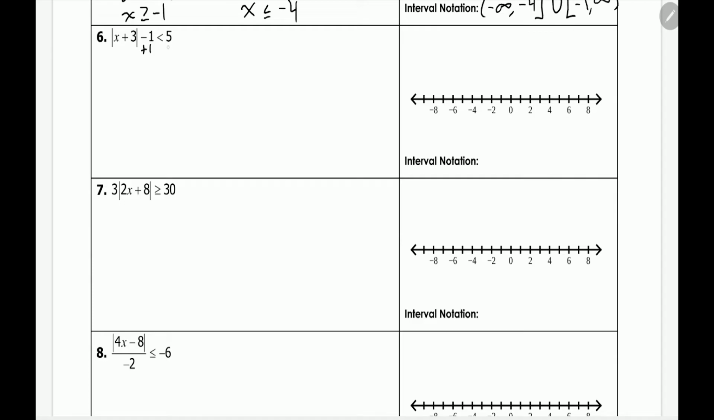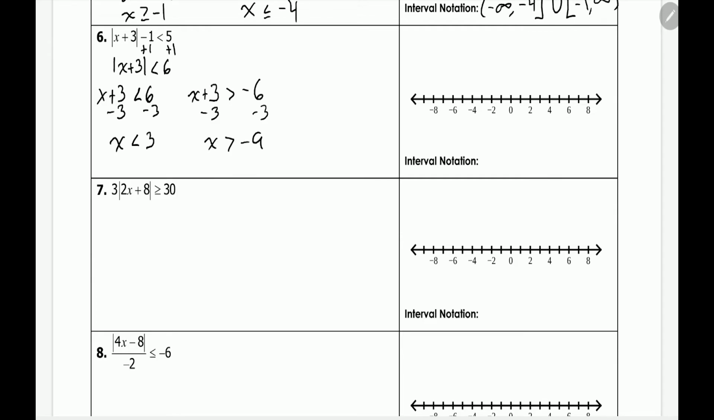So we're going to add 1 to both sides before we do anything else. So we have the absolute value of x plus 3 is less than 6. Now we can separate it using the KISS method. So we have x plus 3 is less than 6. Then x plus 3, we change the symbol, change the sign. There we go. Let's solve this. We subtract 3 from both sides. So we have x is less than 3. Subtract 3 from both sides. We have x is greater than negative 9.